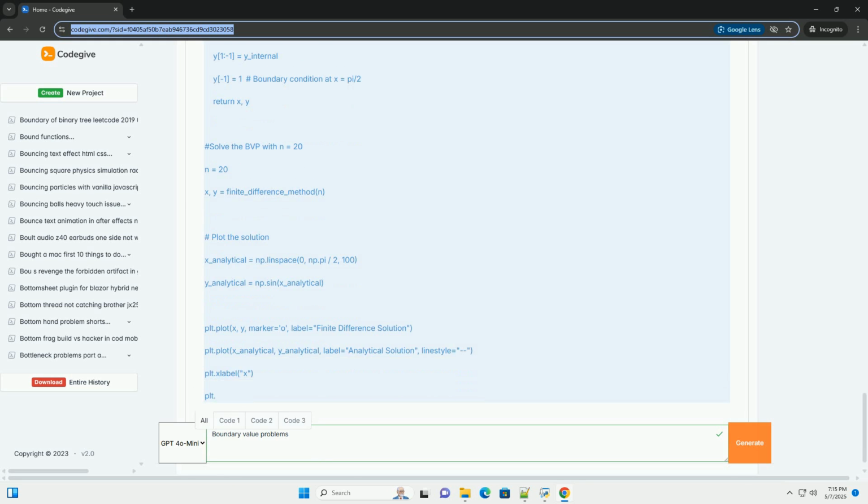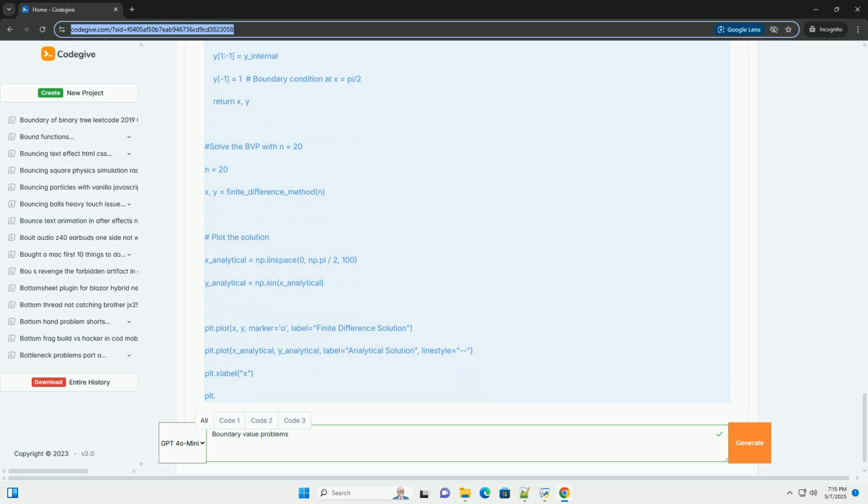3. Finite element method, FEM. Divide the domain into smaller elements. Approximate the solution within each element using basis functions, for example polynomials.